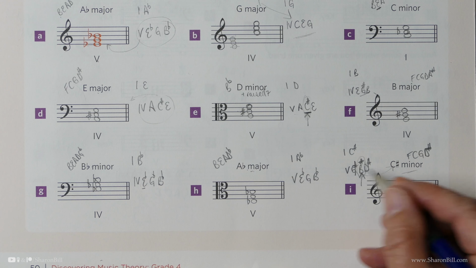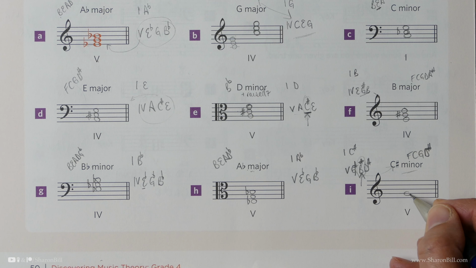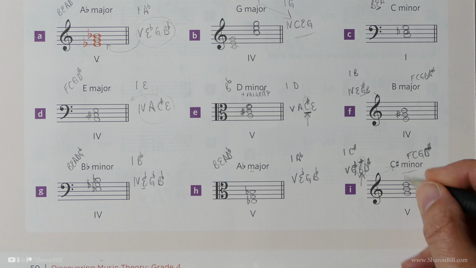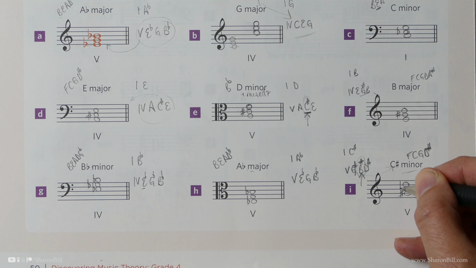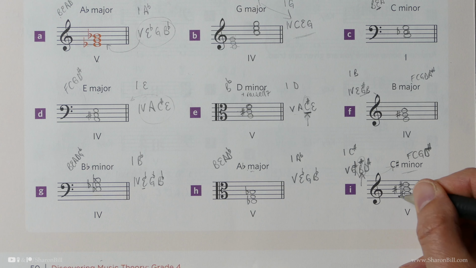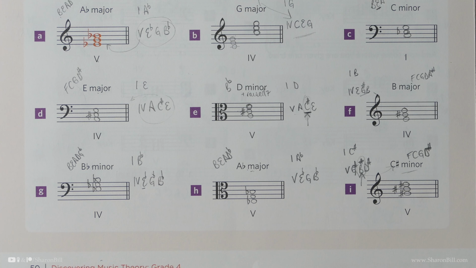So we need a G. Watch the clef, we're in the treble clef, G, B, D. And all of those need to be sharpened. They are in the key signature. And then the B sharp is the raised seventh, which will always be an accidental. However, that's that page completed.